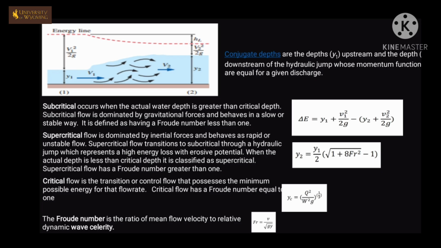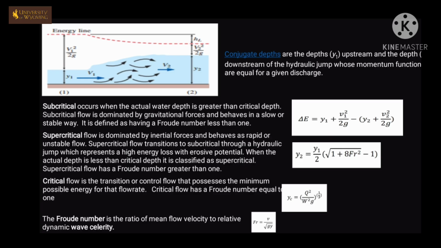The water depths on either side of the hydraulic jump are called the conjugate depths. The momentum is conserved across the conjugate depths for a given discharge. At the upstream of the hydraulic jump, supercritical flow occurs where the Froude number is greater than 1, and at the downstream, subcritical flow occurs where the Froude number is less than 1. Froude number can be defined as the ratio between the mean flow velocity and the wave celerity. It is given by the formula Fr = v / √(gy), where v is the velocity, g is the acceleration due to gravity, and y is the depth of the flow.